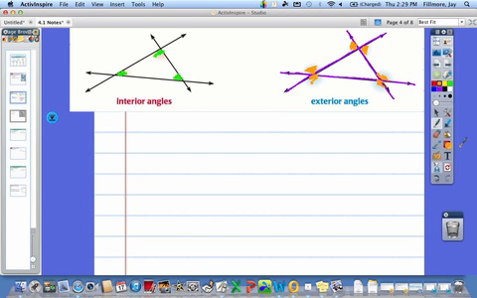We do not include the ones that are vertical outside here. It's just the ones that form linear pairs. So it's not going to be any of the vertical angles, only if they form a linear pair with the side of the triangle. So in that case, it would just be the orange angles. So those are our exterior angles.